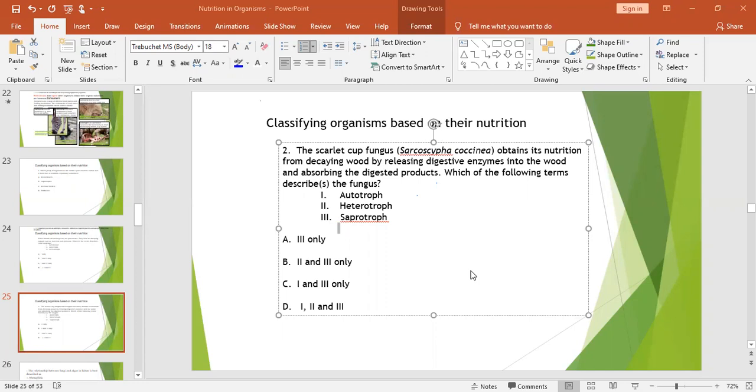But look at the question. The question is saying, which of the following terms describes the fungus? Now you look at the most correct of them. And of course, the most correct is saprotroph. And therefore, since it has that alternative of only the most correct, then C is our correct answer.